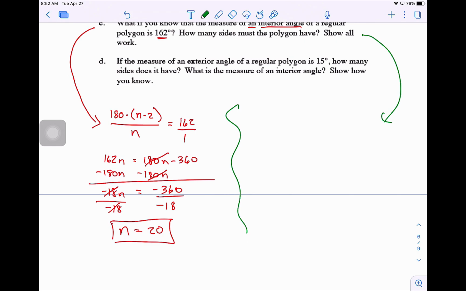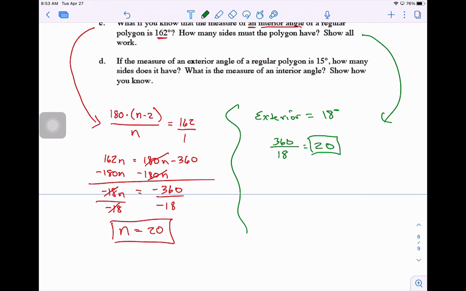Okay. That's exactly it. In this case, we know that each interior angle is 162. Well, remember, interior plus exterior, they're always supplementary. So that means the exterior angle that goes with it must be 18 degrees, because they have to add up to 180. And, like Colin said, we know that the sum of all the exterior angles has to add up to 360. So all I have to do is figure out how many times 18 goes into 360, and that'll tell me the number of sides. So if I take 360 divided by 18, you get the exact same answer of 20.